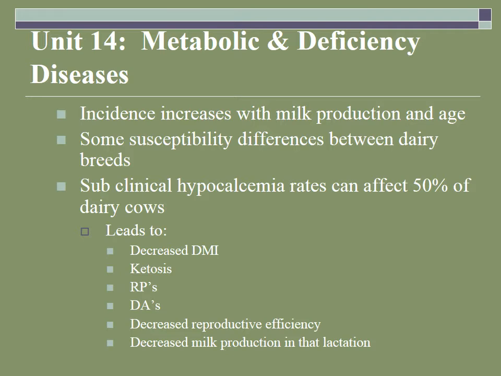Lots of times that leads to some of the things listed here at the bottom of the slide: decreased dry matter intakes, ketosis, or low blood sugar, retained placentas, or RPs, displaced abomasums, which you've heard about before, or DAs, leading to a lot of inefficiencies in reproduction. You have trouble getting her bred when the first few breeding services come around, and even decreased milk production through that lactation as she gets off to a slow start. So that subclinical hypocalcemia is something lots of producers are trying to target and eliminate in their fresh cattle.